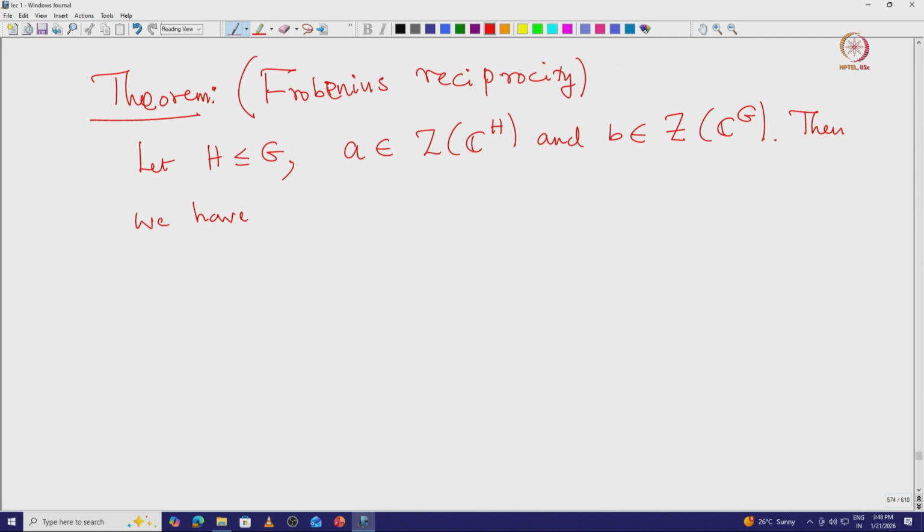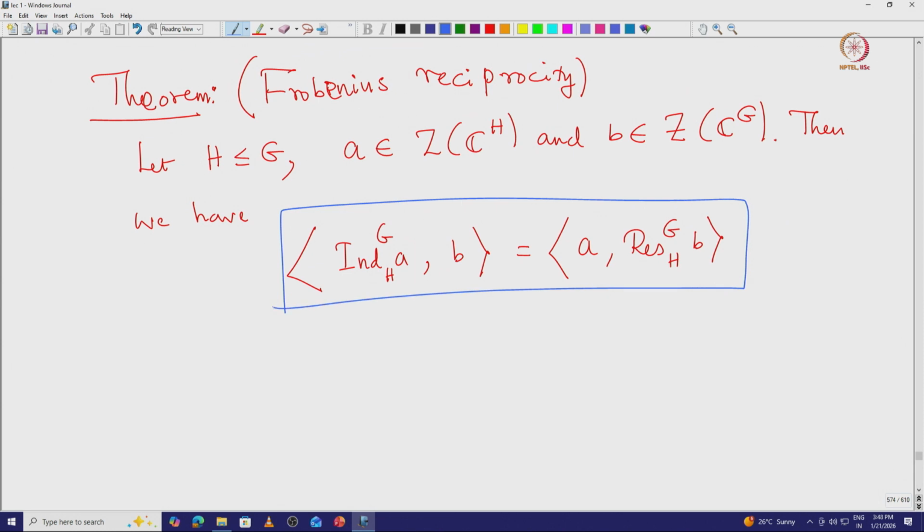If you take the inner product of the induction of A from H to G, and then compute the inner product between this induction and B, which is the same as computing the inner product between A and the restriction from G to H of B. Okay. So this is how the formula is written.